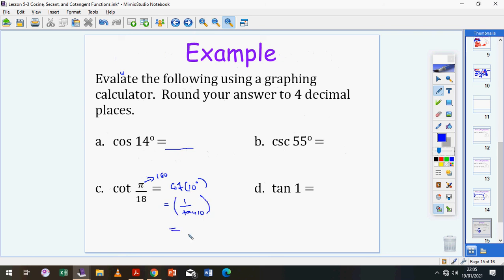Tan of 1, that gives you something. Cosecant of 55 is asking you for 1 divided by the sine of 55. Give your answer to 4 decimal places. The other one you might want to check out is tan of 45. Interesting result as well.